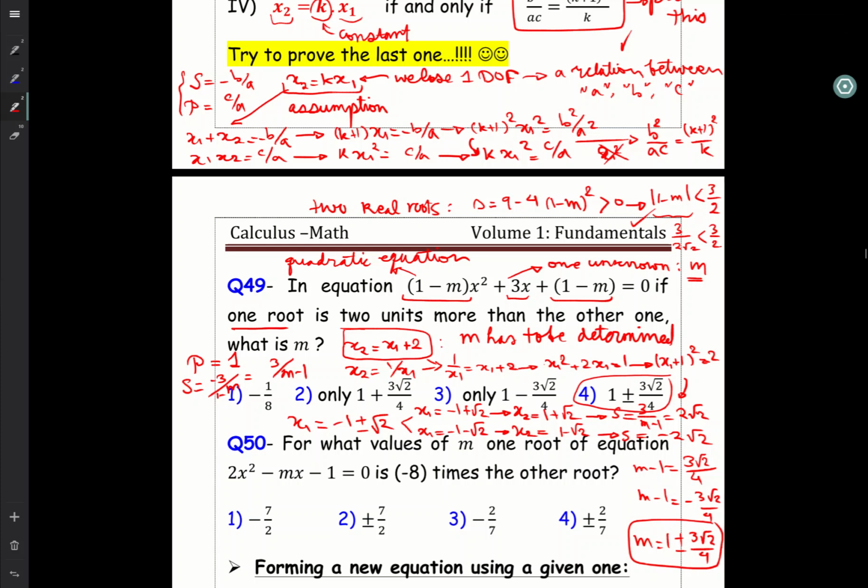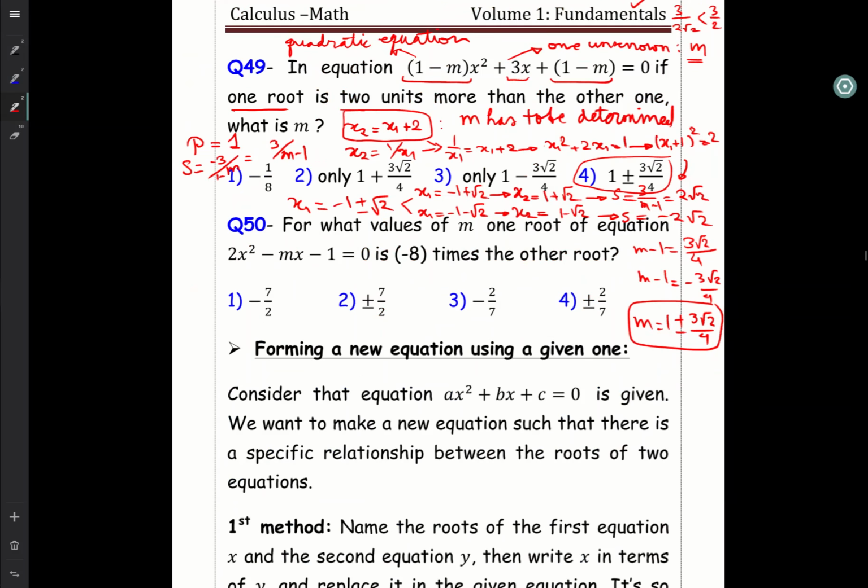So regardless of whether or not m minus 1 is plus or negative 3 square root of 2 divided by 4, delta is always positive. So there is no problem there.